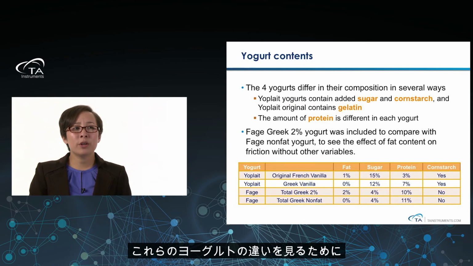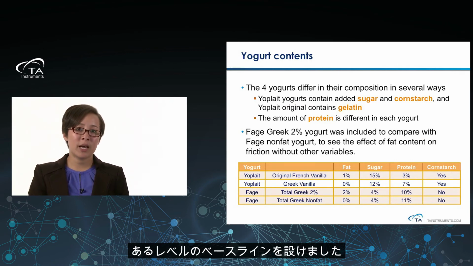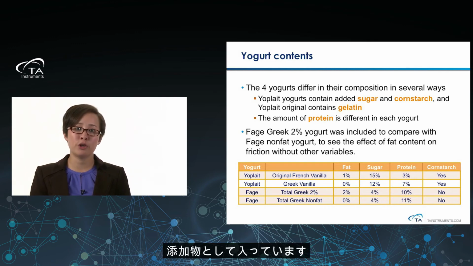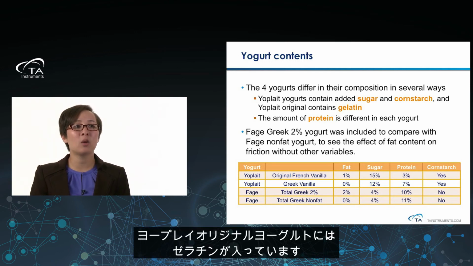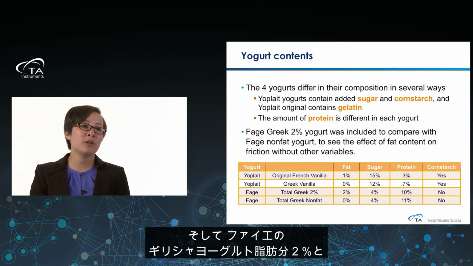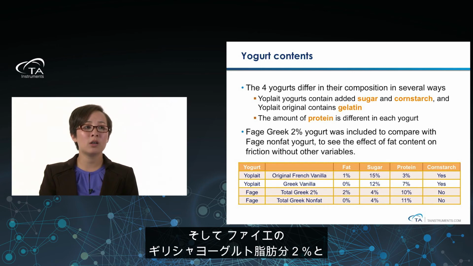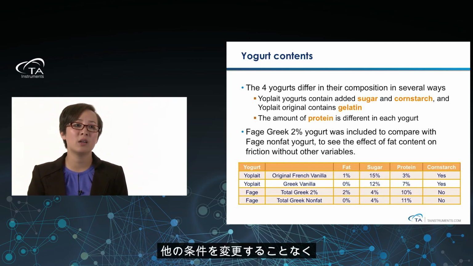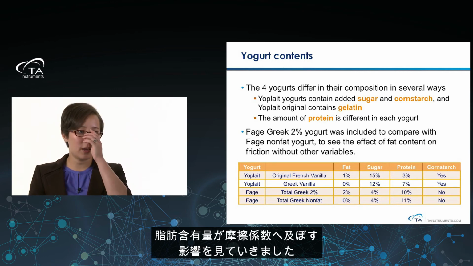So the way that these 4 yogurts differed, we wanted to make sure that we had some baselines. But the Yoplait yogurts actually have added sugar and cornstarch, which are used as modifiers. And then the Yoplait original contained gelatin. The amount of protein differed in each one as well. And then we threw in a Fage Greek 2% yogurt to compare with the Fage non-fat yogurt to see what the effect of fat content was on friction without changing any other variables.